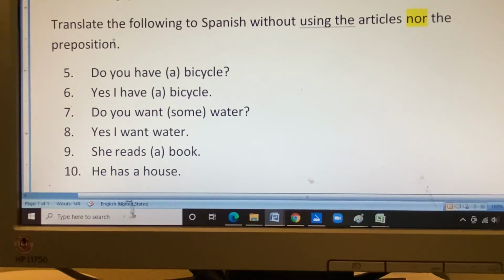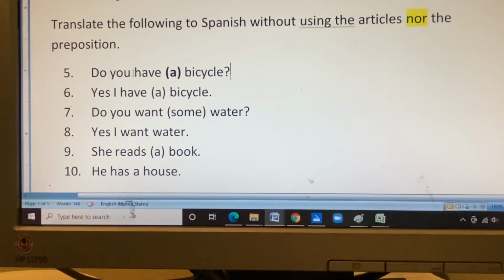Okay, so now you're going to translate. Do you have a bicycle? You see, I put the in parentheses. I think I'll bold it too. Because when you translate it to Spanish, you're not going to have the. You're just going to say, tiene bicicleta, or tienes. Not una bicicleta, no. So I did number 5 for you.